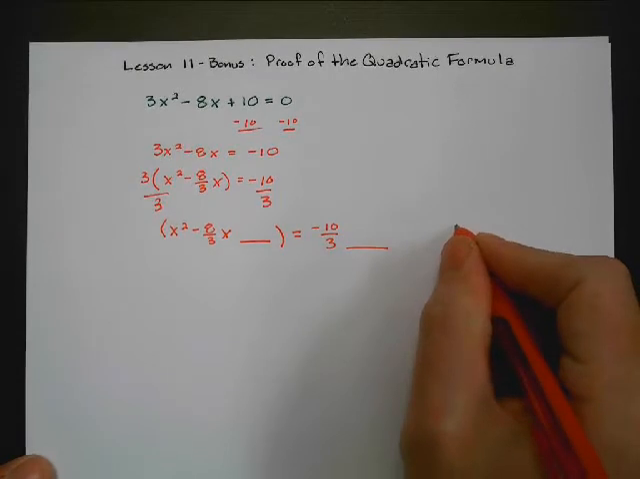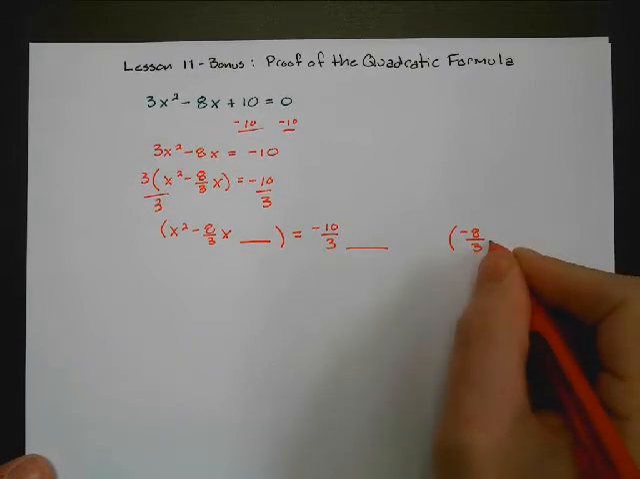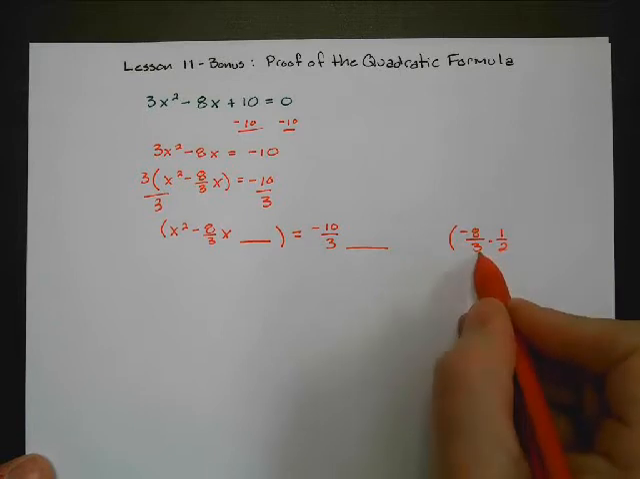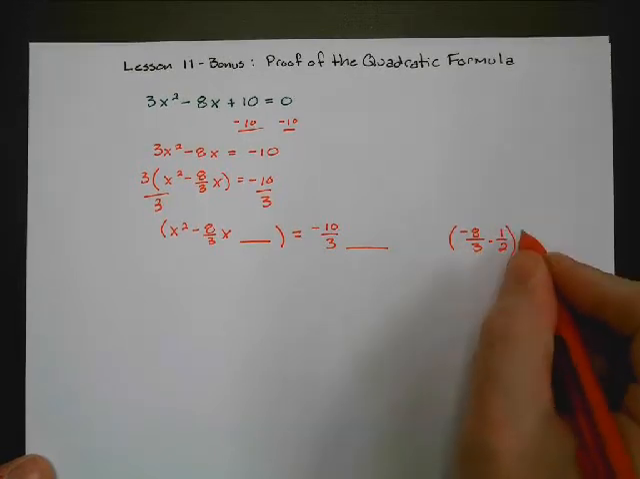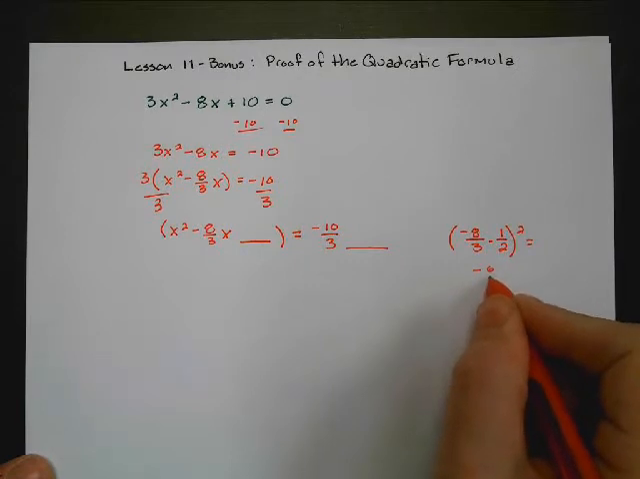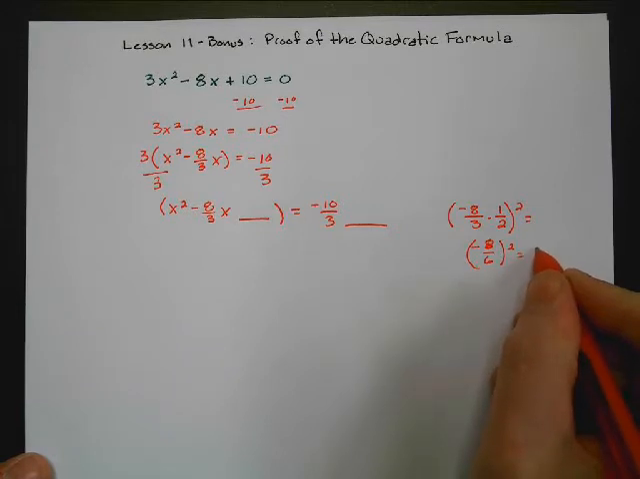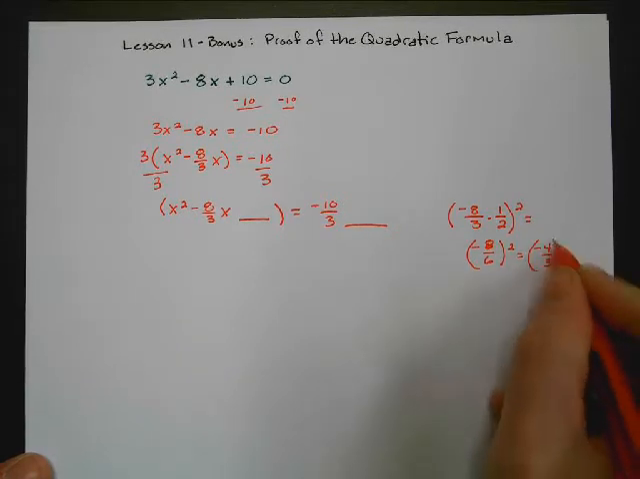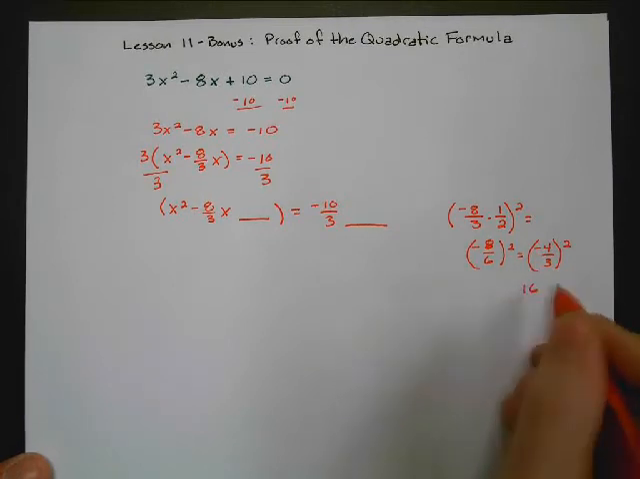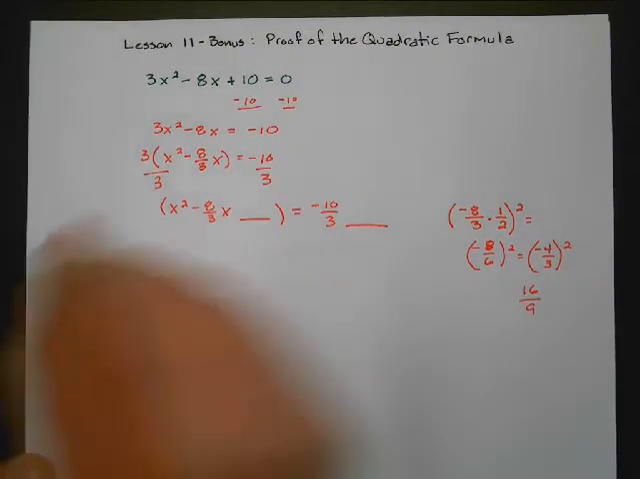So I'm supposed to take negative 8 thirds and divide by 2, which is the same thing as multiplying by 1/2. So I'm going to take negative 8 thirds, divide by 2, which is multiplying by 1/2, and then square it. So that gives me negative 8 sixths, squared. I can reduce that. That reduces to negative 4 thirds. And then I'm going to square that. And negative 4 times negative 4 is positive 16, and 3 times 3 is 9. So 16 over 9 is the number that I add to both sides.